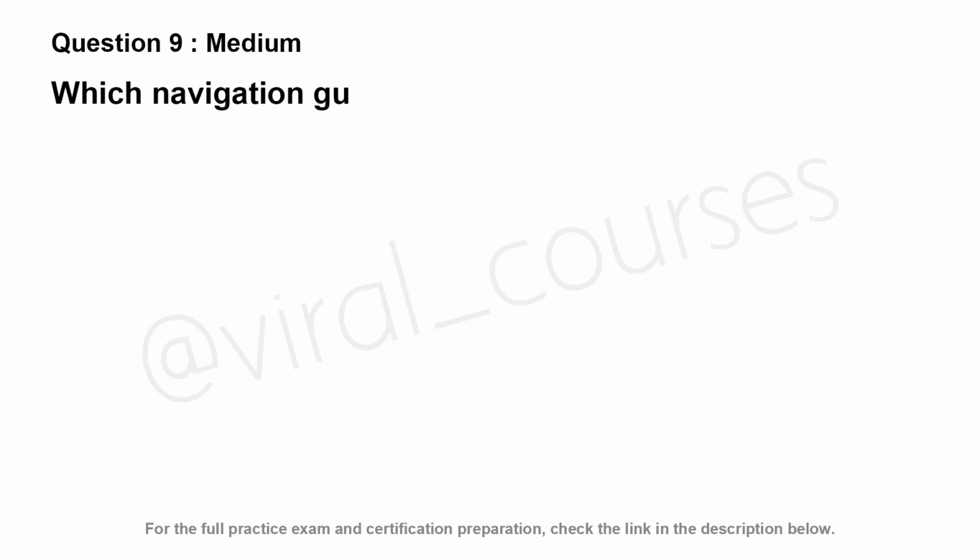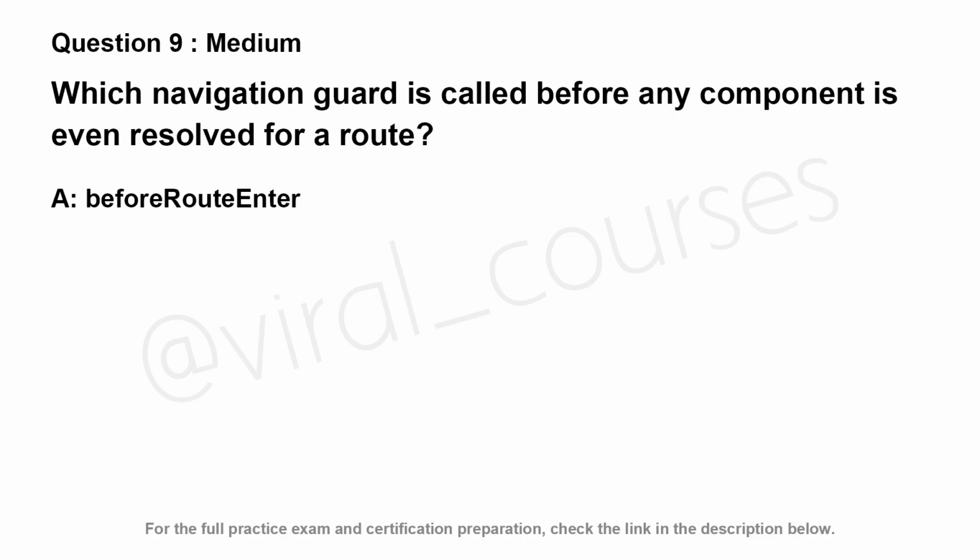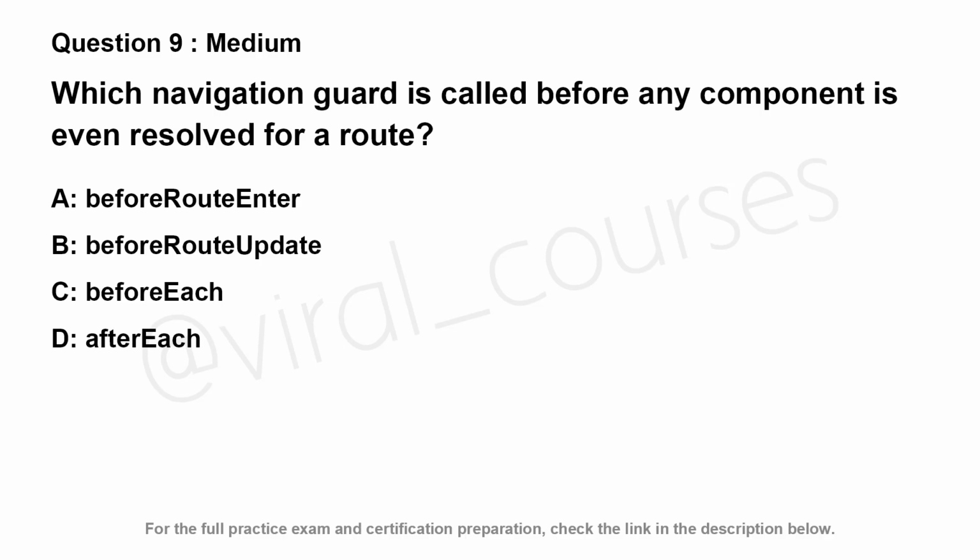Which navigation guard is called before any component is even resolved for a route? Option A, beforeRouteEnter. Option B, beforeRouteUpdate. Option C, beforeEach. Option D, afterEach.